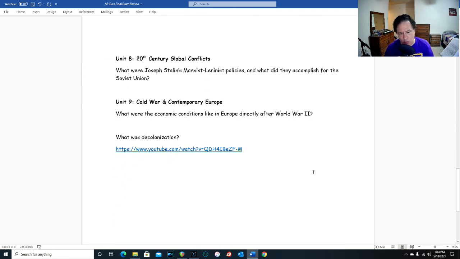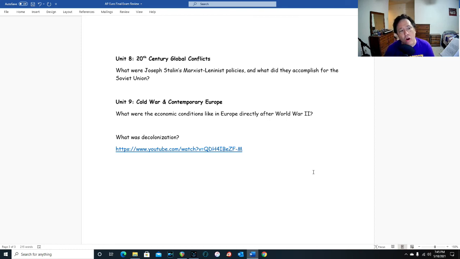Unit 8, we basically have one question, and we see it right here. Instead of highlighting the major parts of this period like World War I, the Great Depression, World War II, we're just going to focus on totalitarian dictators, specifically the policies of one totalitarian dictator, Joseph Stalin.